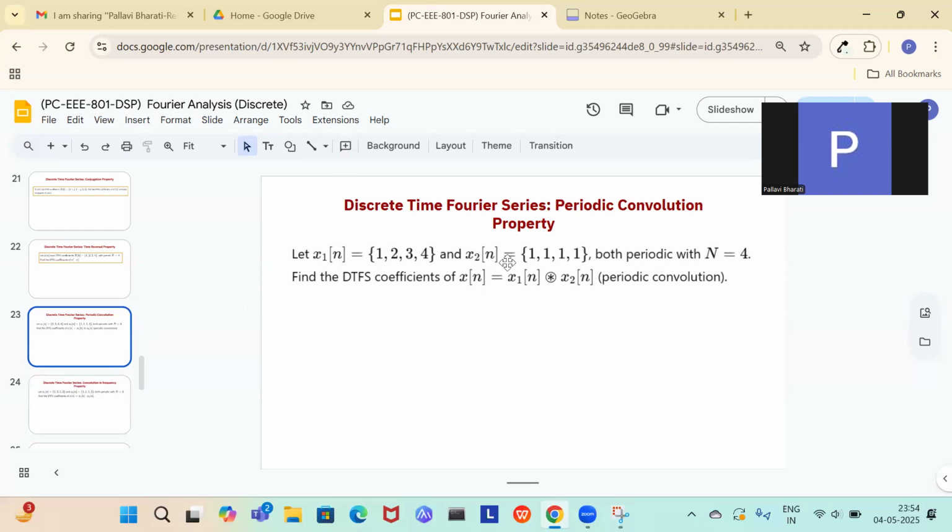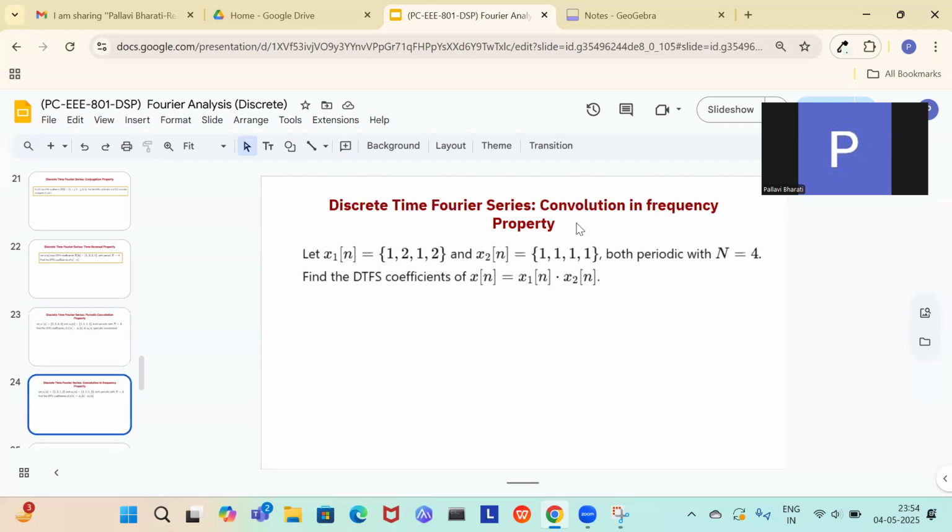The signal itself is given. So the first property is the periodic convolution property, which says that if the two signals are convolved in the time domain, then in the frequency domain their Fourier coefficients are going to get multiplied. But the Fourier coefficients were not given in the question. So we will individually find the Fourier coefficients for x1[n] and x2[n], and then multiply them for the periodic convolution property.